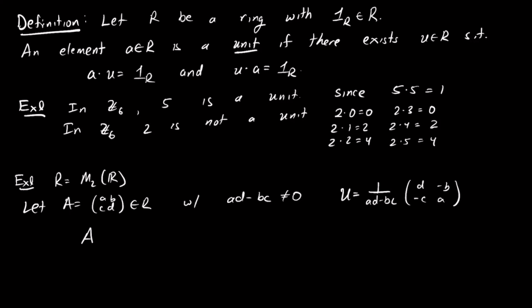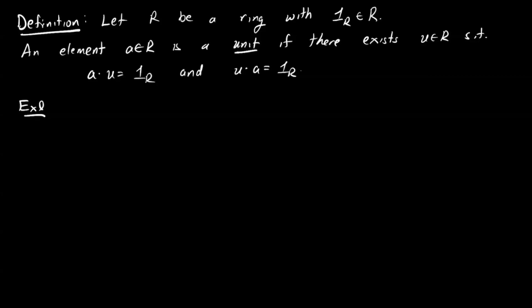And one thing I can note is that what I've just defined is the inverse of A, and we have that A times U is the identity, and U times A is the identity. All right, so A is a unit. So what we've managed to show is that if A is a 2 by 2 matrix, it's either 0, a unit, or a 0 divisor. Okay, so that's kind of interesting. So these are 2 examples of units that pop up in rings.